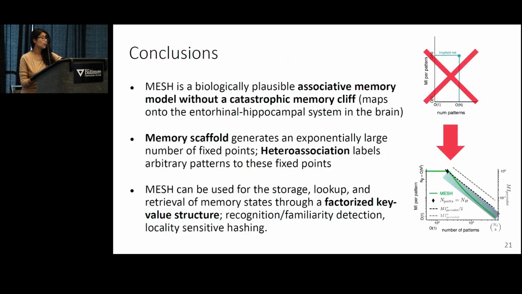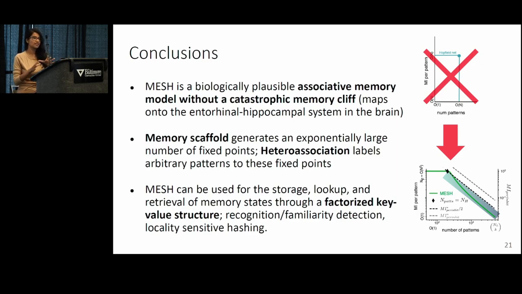So to conclude, mesh is a biologically plausible associative memory model which shows this memory continuum rather than a memory cliff. And it actually maps very well onto the entorhinal-hippocampal attractor system in the brain, which I haven't talked about, but if you want to chat more about it, you can come to the poster session today.